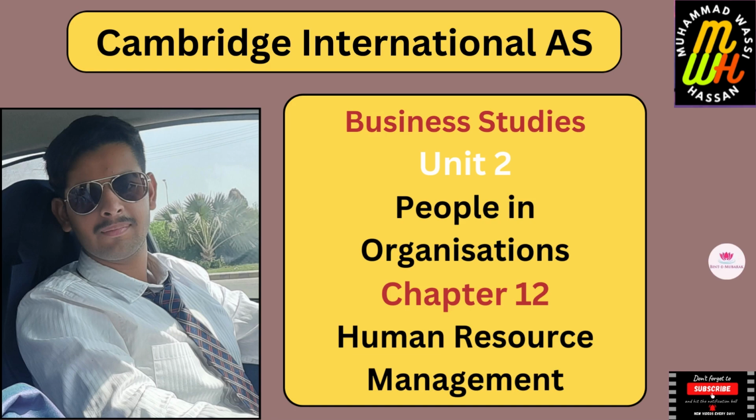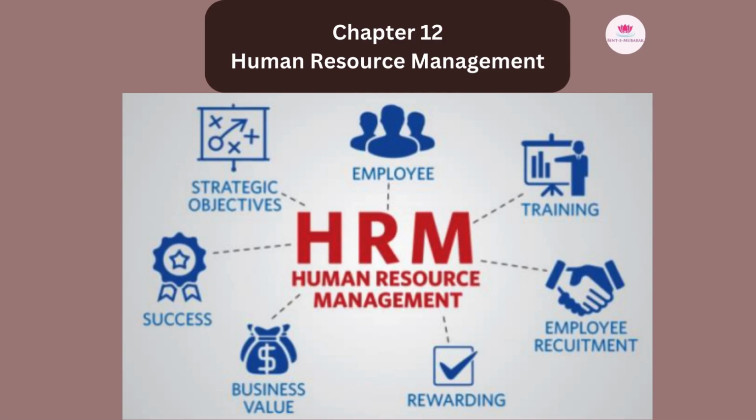Cambridge International Business Studies Unit 2 People and Organizations, Chapter 12 Human Resource Management. HRM: Human Resource Management, Employee Training, Employee Recruitment, Rewarding, Business Value, Success, Strategic Objectives.